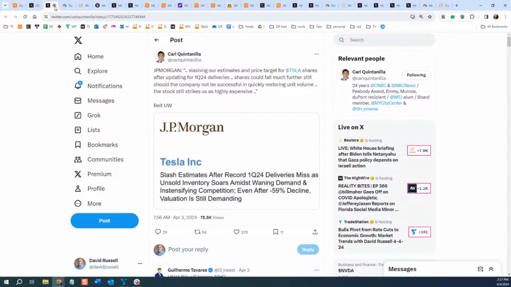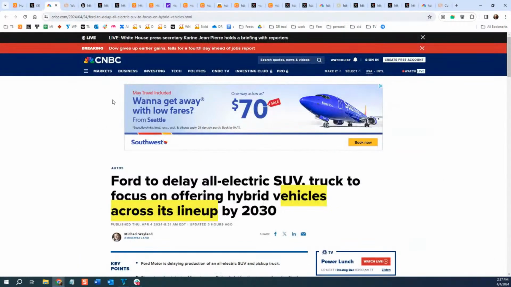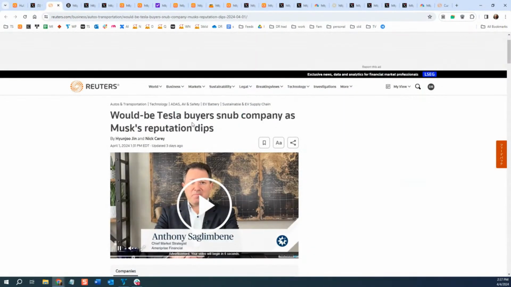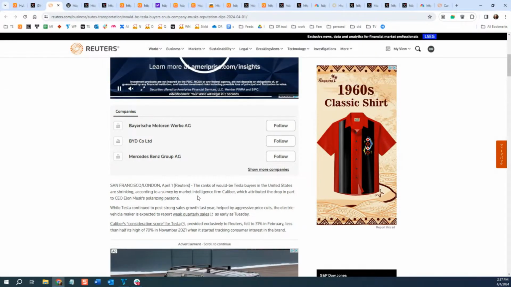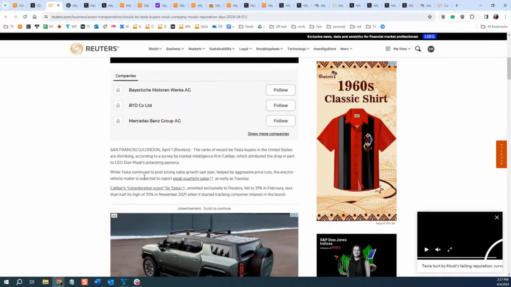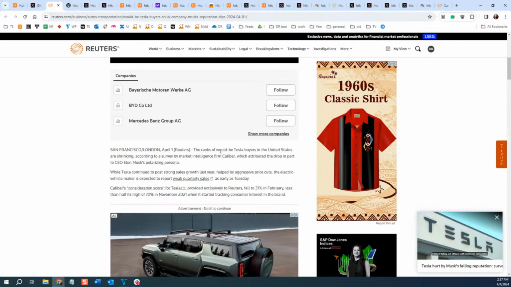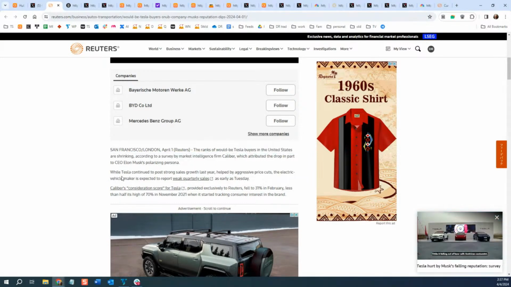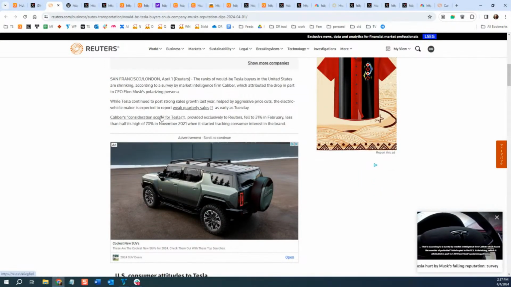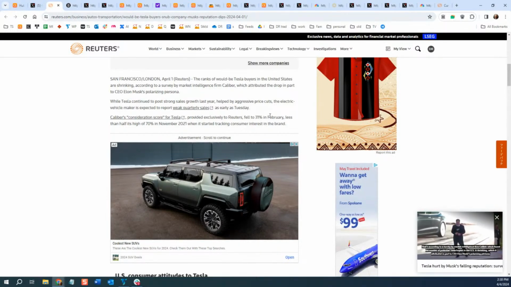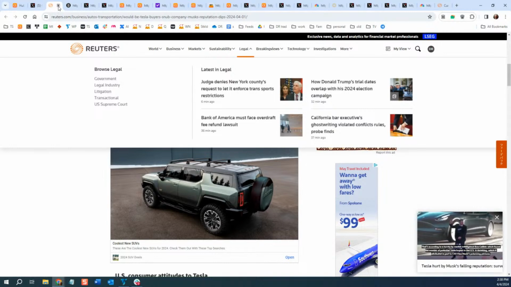JP Morgan slashed their estimates back on those bad deliveries. This is the Ford thing. This was the thing about people don't like Elon Musk now. Something about a market intelligence firm, which basically said that his polarizing persona is reducing the ranks of would-be Tesla buyers. So it's just interesting to see that the consideration score fell from 70% in 2021 to 31% in February of this year. So there you go.